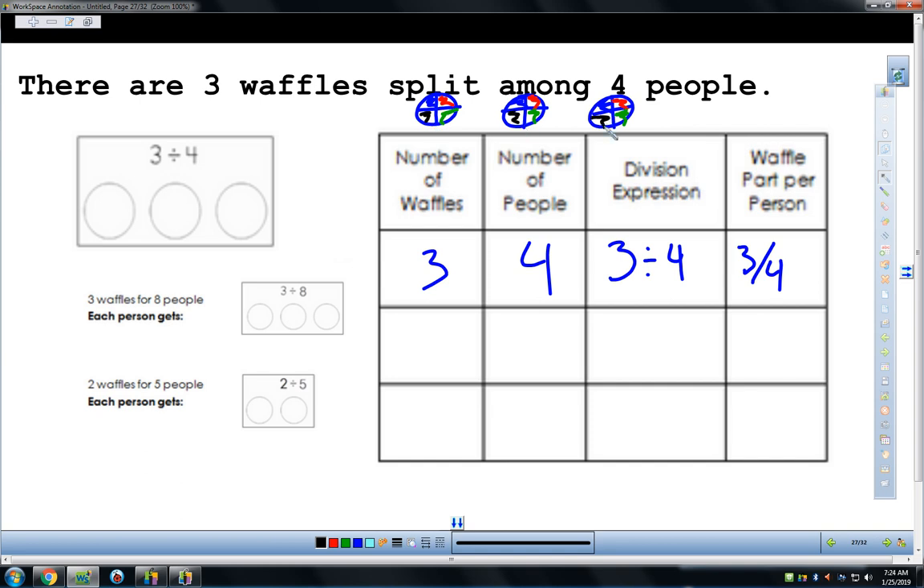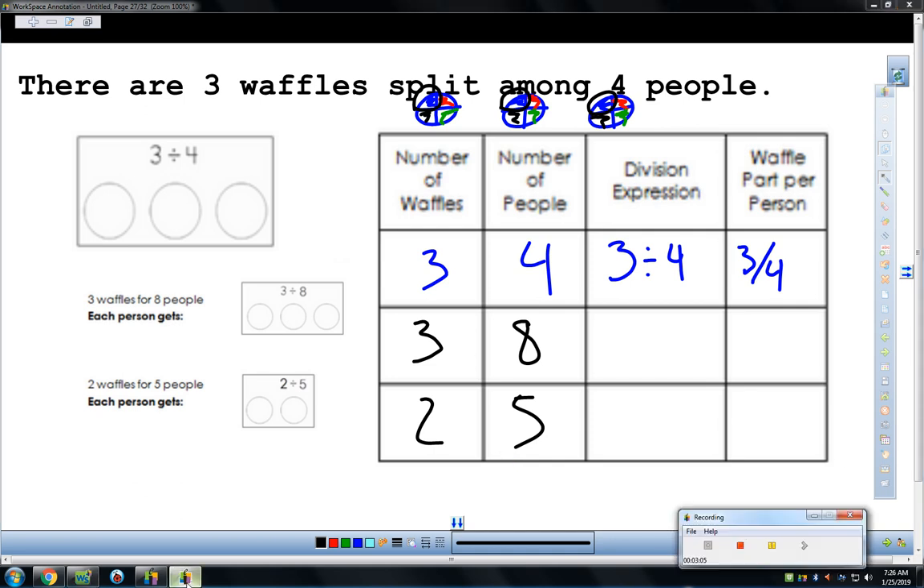And you'll notice, if I just look at what I'm getting, the blue sections, that's 1/4, 2/4, 3/4 of a waffle. And that's where those numbers came from. So in the next 2 examples, we have 3 waffles for 8 people and 2 waffles for 5 people. See if you can fill in the next 2 boxes. Pause your screen and try it. You'll notice that in both cases, the number of waffles we have is our dividend, and we are splitting that by the number of people we have.